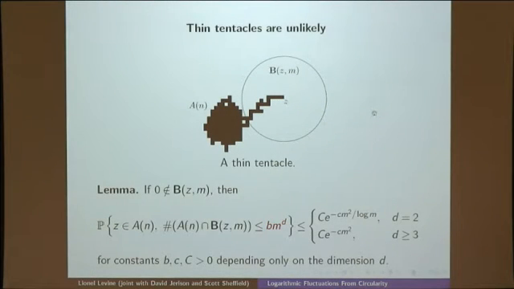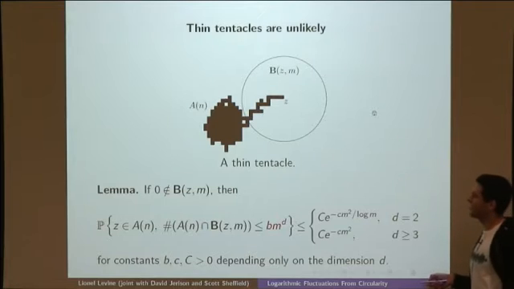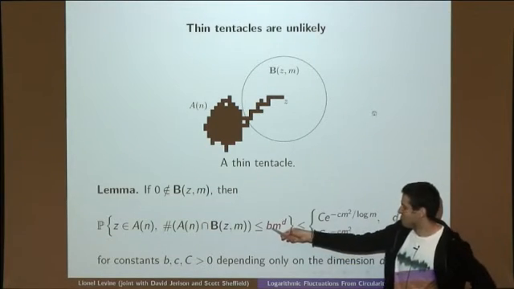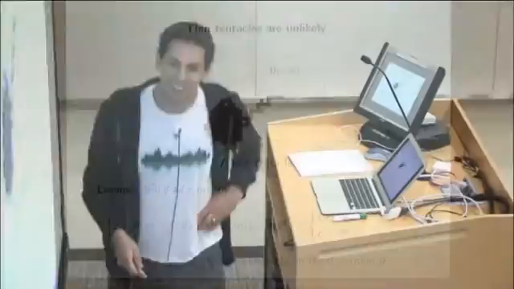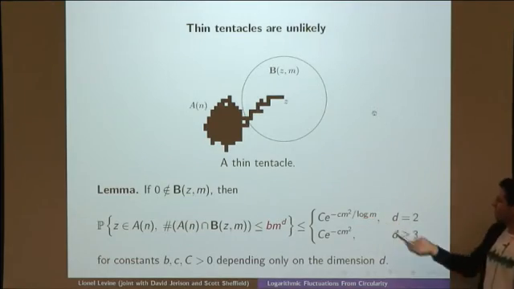OK, so precisely what is a thin tentacle? It's a point z which belongs to the cluster AN, but the number of points in a ball of radius, some radius m around z that also belong to the cluster is small. So it's less than a small constant b times the volume of the ball. And so we show these are exponentially unlikely in m squared in higher dimensions and m squared over log m in 2 dimensions.